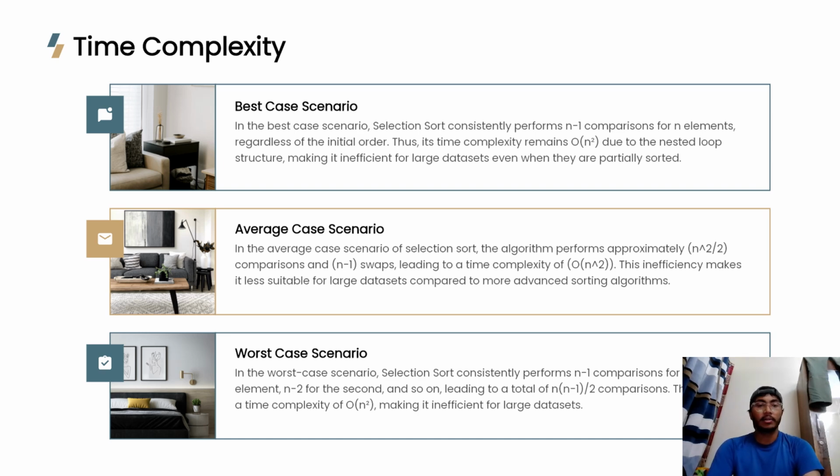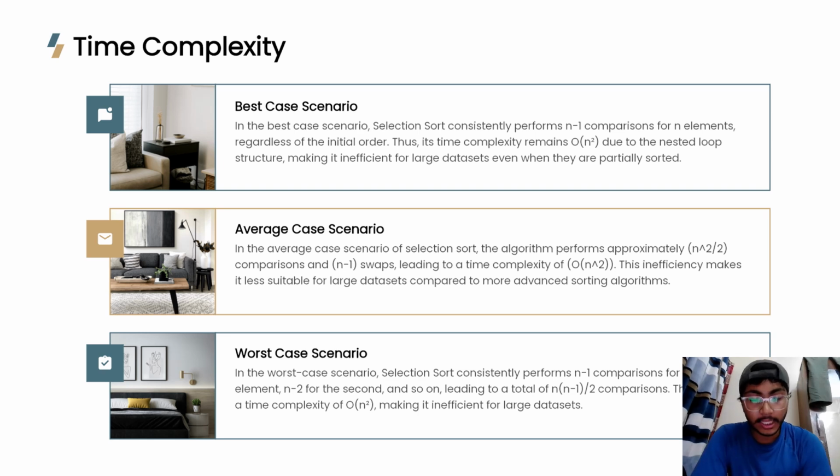Average case scenario. In the average case scenario of selection sort, the algorithm performs approximately n to the power 2 by 2 comparisons and n minus 1 swaps, leading to a time complexity of big O n to the power 2. This inefficiency makes it less suitable for large datasets compared to more advanced sorting algorithms.